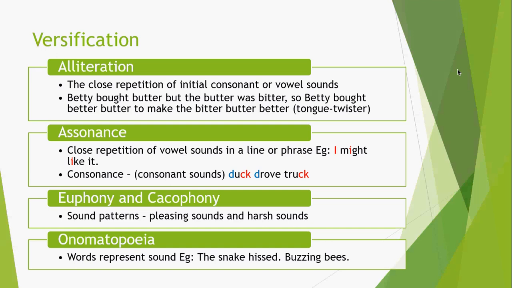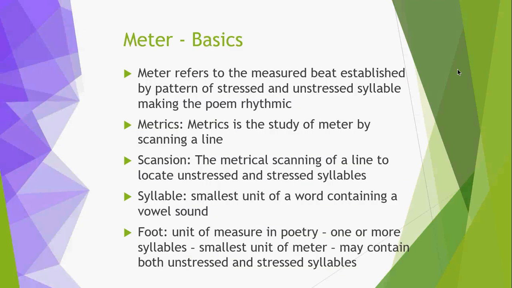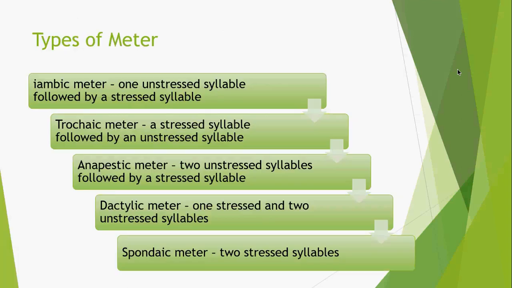About versification, we looked at certain terms: alliteration, assonance, euphony, cacophony, and onomatopoeia. Then we studied the basics of meter. We learned about what a syllable is, what is a foot, what is meter, what is scansion. The types of meters that I was talking about a little while earlier are listed here. They also tell us how many syllables each foot contains. If it is an iambic pentameter, each foot will contain 2 syllables. The first will be unstressed and the second will be a stressed syllable.